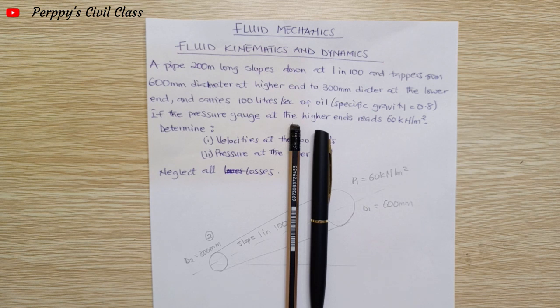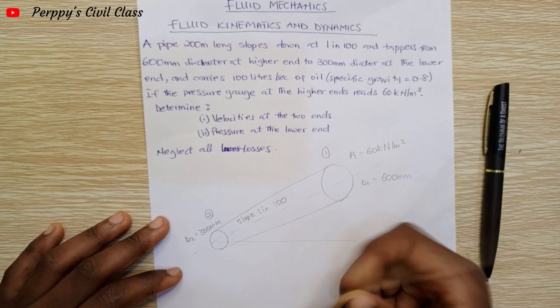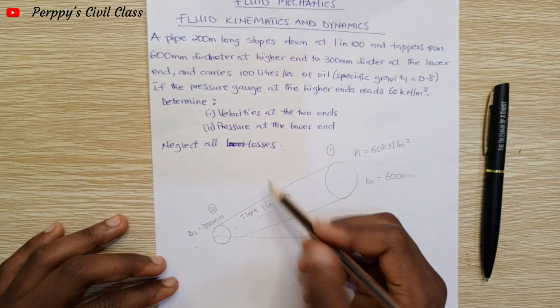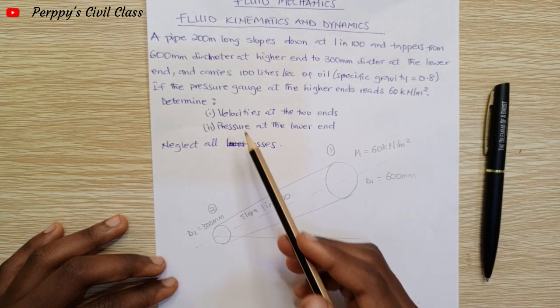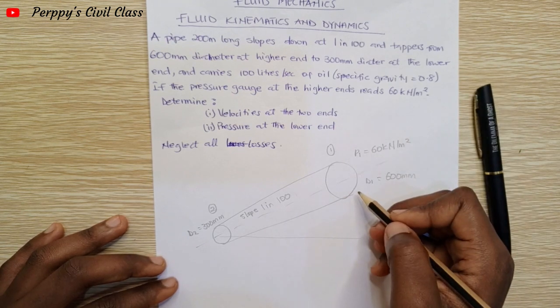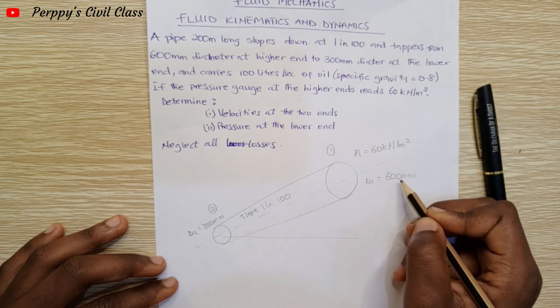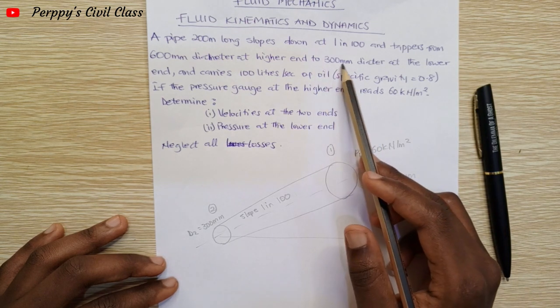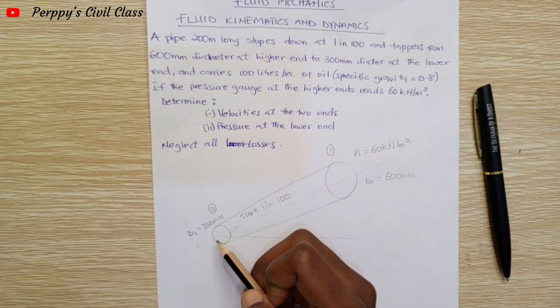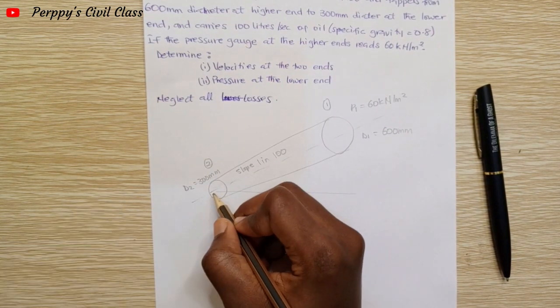A pipe 200 meters long slopes down in 100, and tapers from a diameter of 600 mm at the higher end, the upstream, to a diameter of 300 mm at the lower end, the downstream.